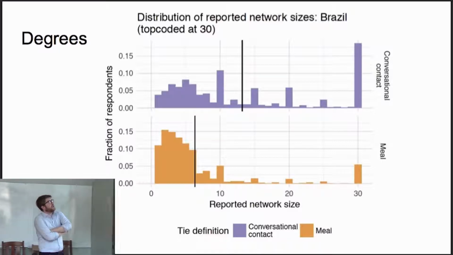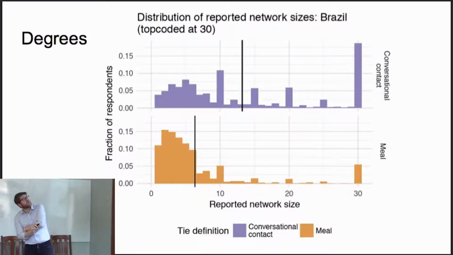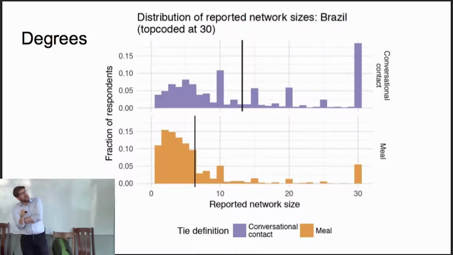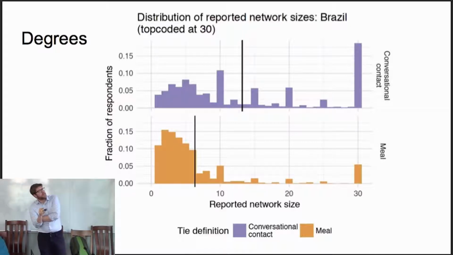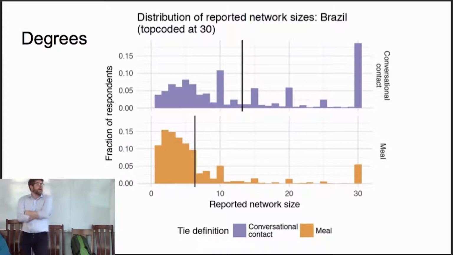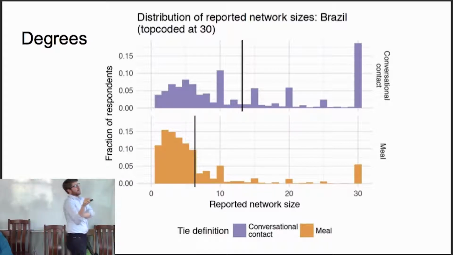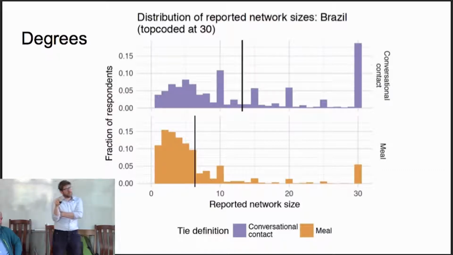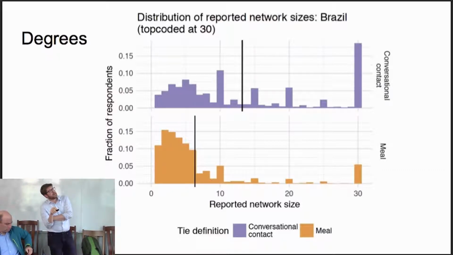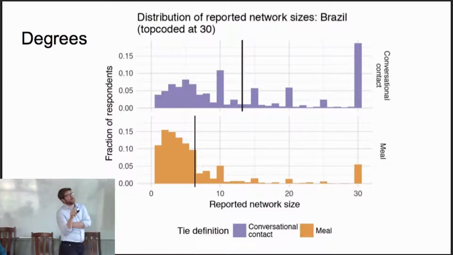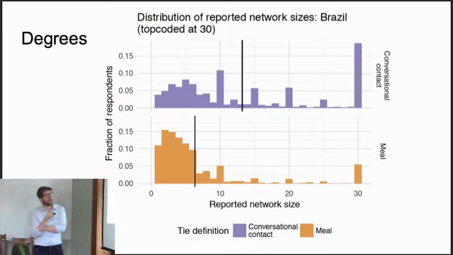What we can see is the distribution of reported network sizes in Brazil. The conversational contact network is on the top here in blue, and the meal network is on the bottom here in orange. This vertical line is the average network size. And what you can see is that the average number of people reported in the network is higher for the conversational contact definition than for the meal definition.